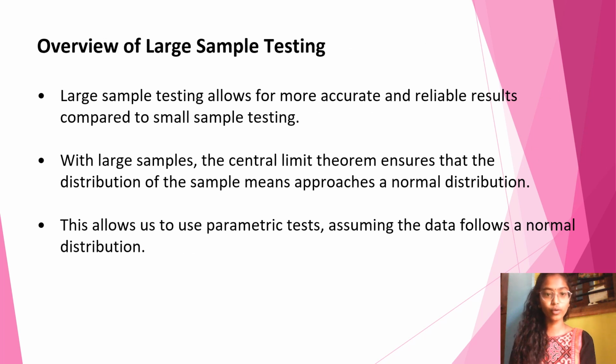Let's see the overview of large sample testing. Large sample testing allows for more accurate and reliable results compared to small sample testing. With large samples, the central limit theorem ensures that the distribution of the sample means approaches a normal distribution. This allows us to use parametric tests, assuming the data follows a normal distribution.